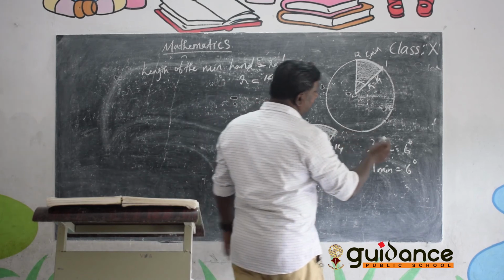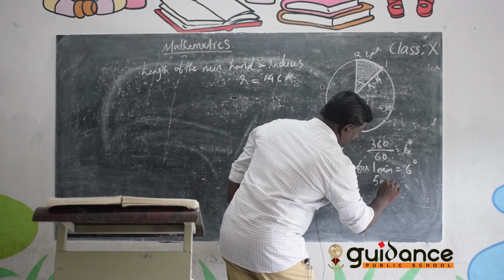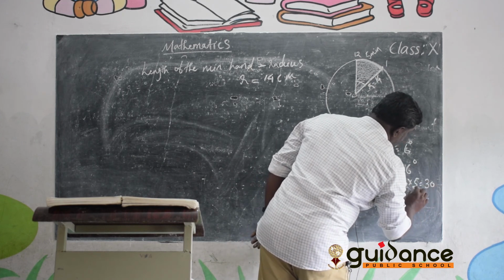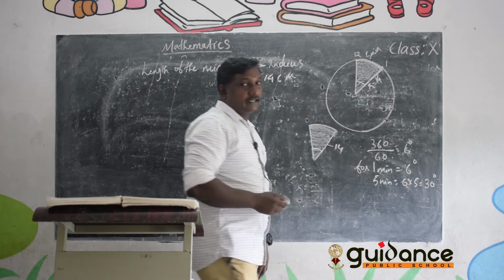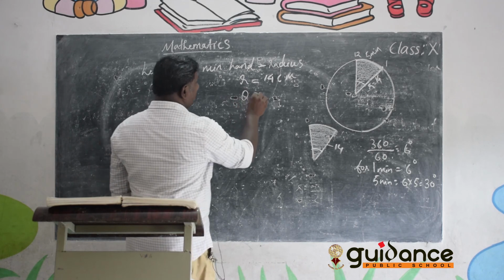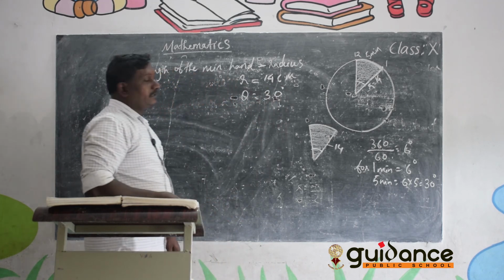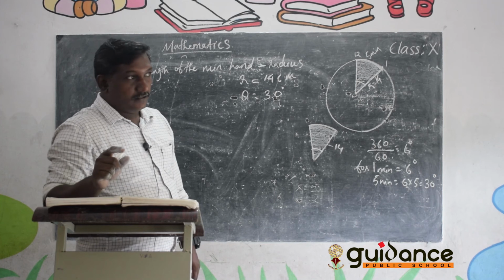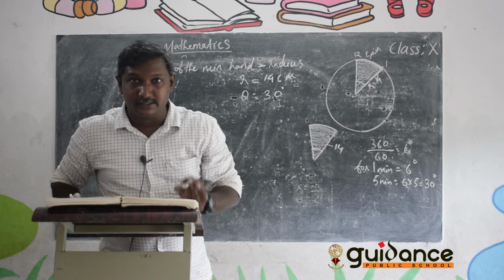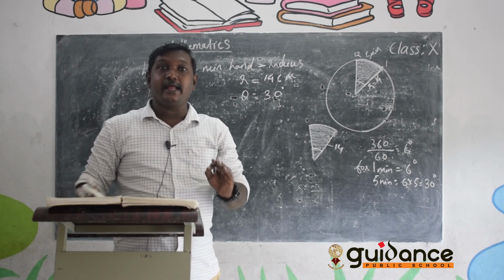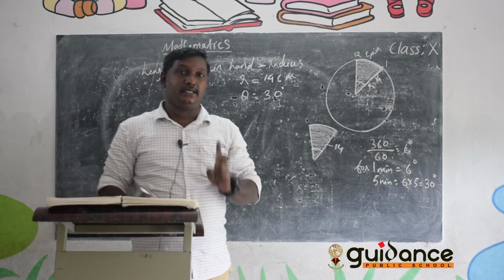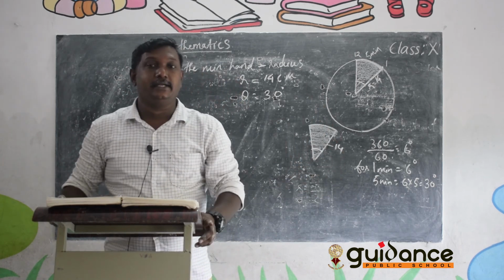Then here they took 5 minutes. Then it is 6 into 5, 30. How much is the degree of 5 minutes? 30 degree. So we got theta equal to 30 degree. Got it? So two things are very important. Length of the minute hand is considered as radius, and 1 minute equal to 6 degree. 5 minutes, that is 30 degree.